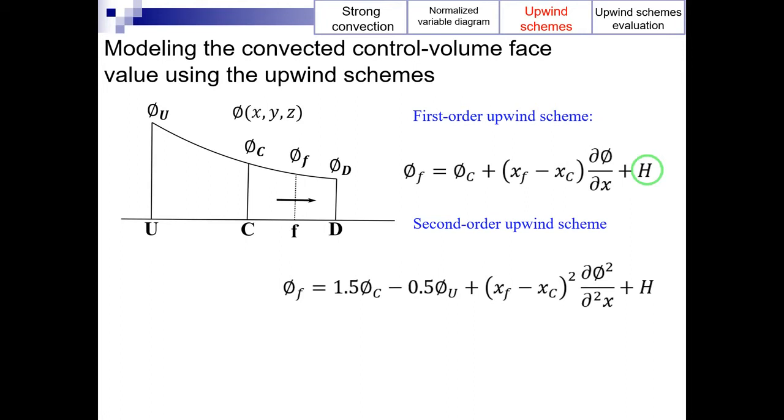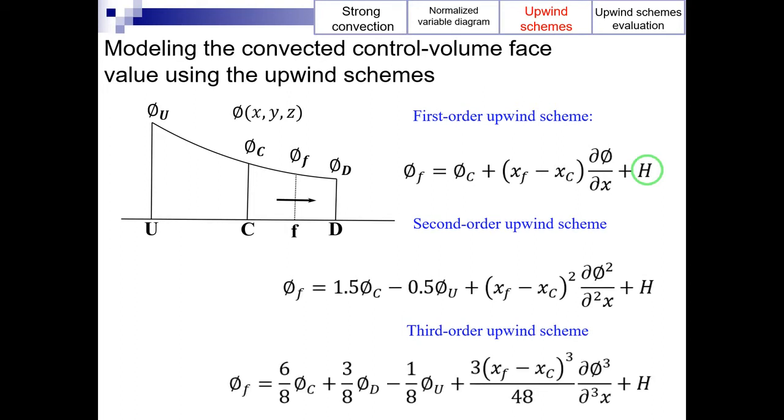Okay, now let's talk about the third order upwind scheme, which is also referred to as QUICK, which utilizes the values of phi in two adjacent nodes of D and C together with that at the next upstream node U as shown in this equation here. The first three terms on the right hand side represent the QUICK approximation, while the fourth term is the principal truncation error, which is cubic.